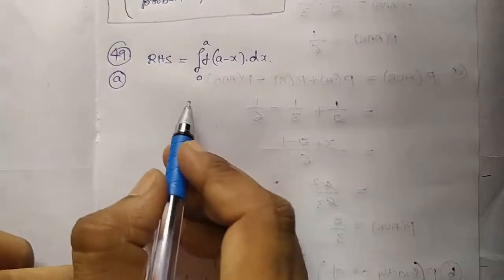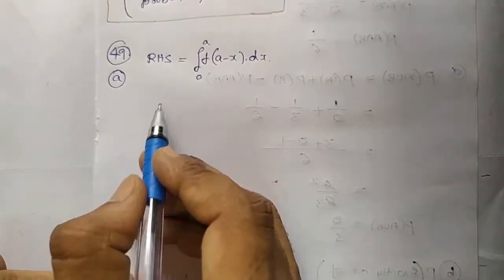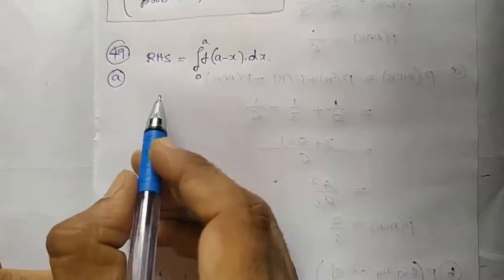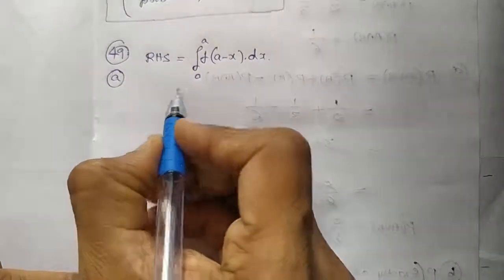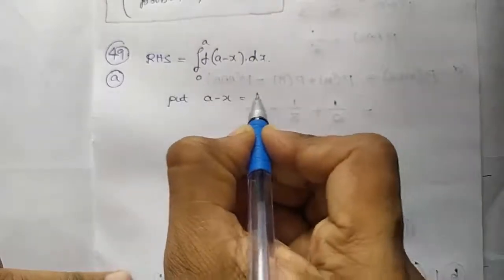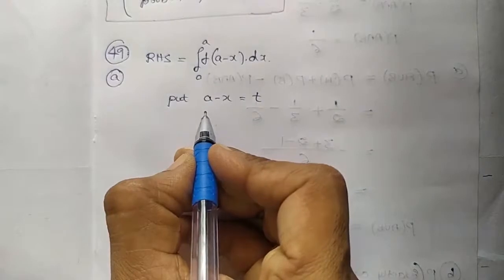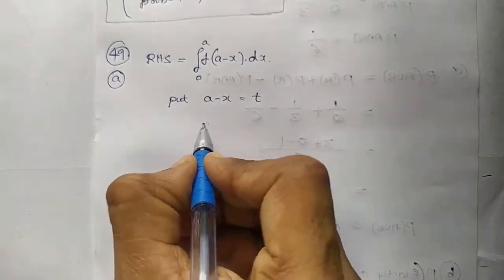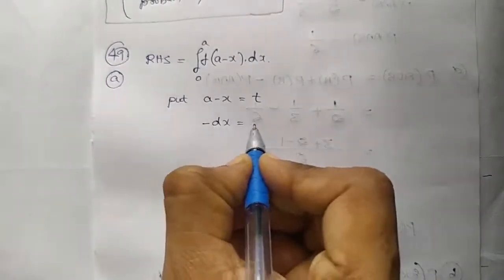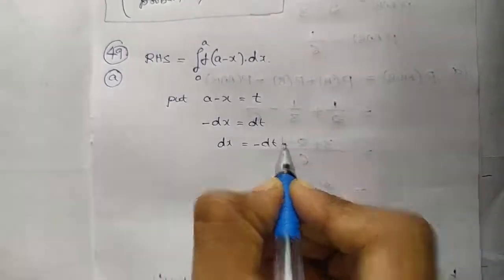Let us prove RHS equals LHS. I am considering the RHS part. Here we will use the substitution method. Put a minus x equals t. If we differentiate with respect to t, then minus dx equals dt. We want only dx, so dx is equal to minus dt.